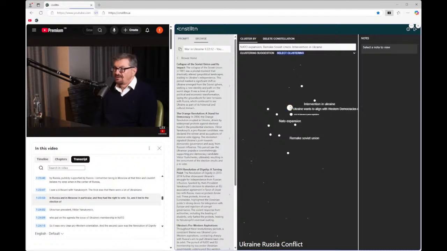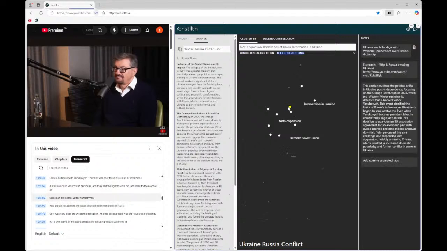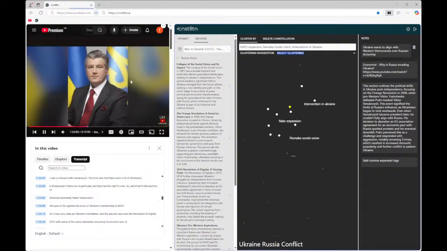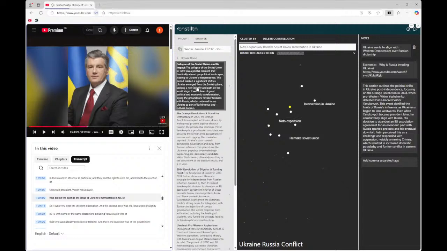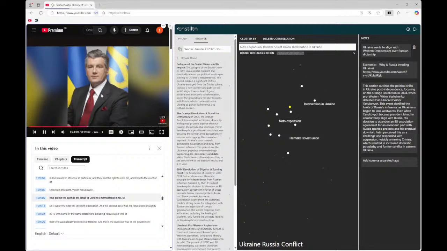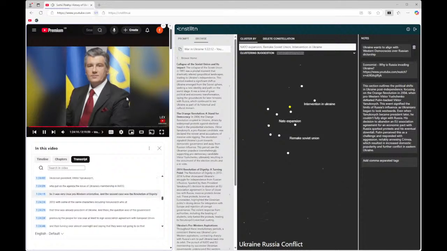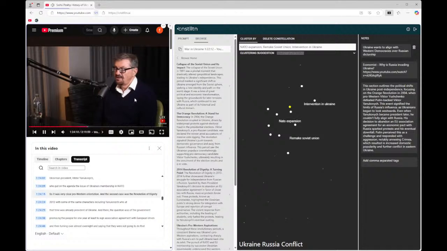It led to the election of Ukrainian president Viktor Yushchenko, who put on the agenda the issue of Ukraine's membership in NATO. So it was very clear pro-Western orientation.